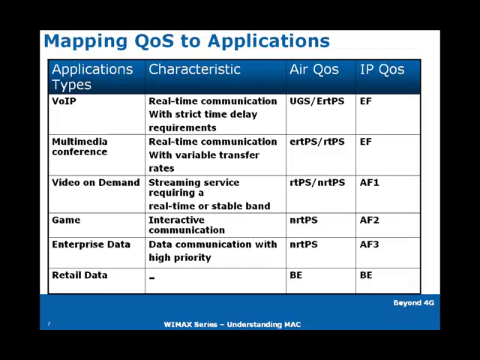DSCP bit marking. So pretty much all types of applications, be it multimedia conference or game or video on demand or retail data, can be mapped to an over the air QoS, and then it can be mapped to an IP QoS to deliver end-to-end quality of service to our customers in mobile WiMAX.